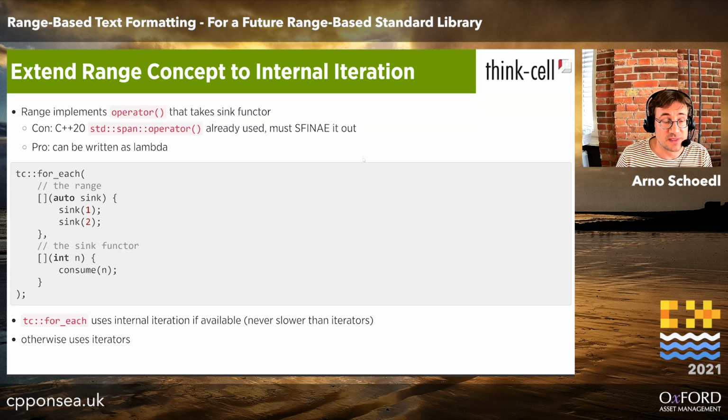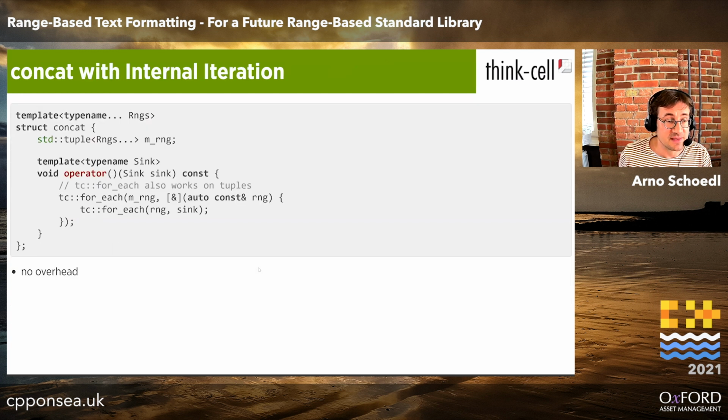So the operator parentheses is already used for std span, so we have to exclude it. But now we can actually write our ranges as lambdas. We can have a for each, and it takes a sink and calls the sink with two elements. So this first lambda on the for each is really just a range. And the for each has some internal logic that uses the internal iteration if available. Otherwise, it uses iterators.